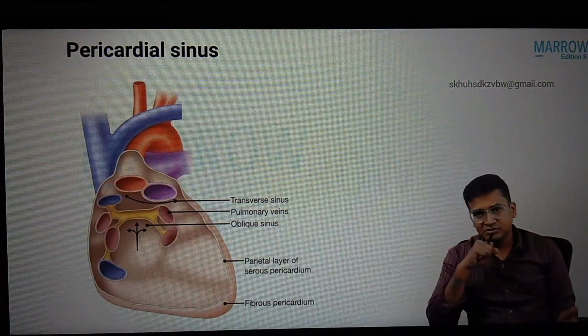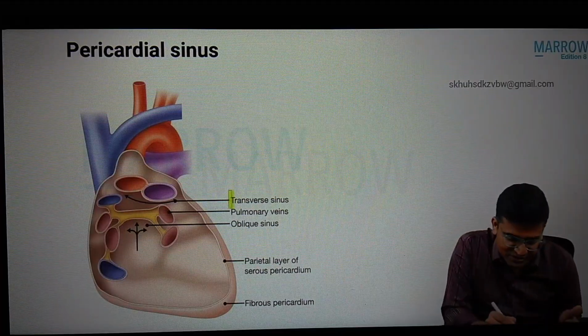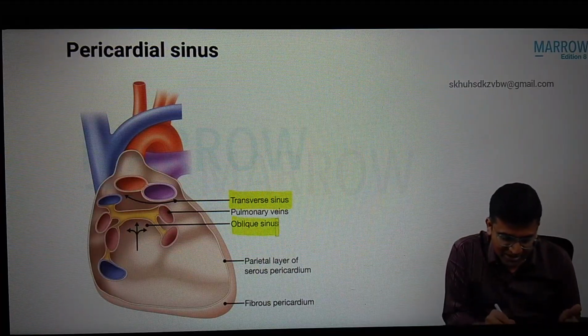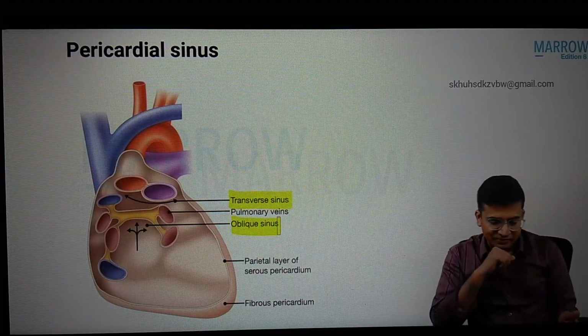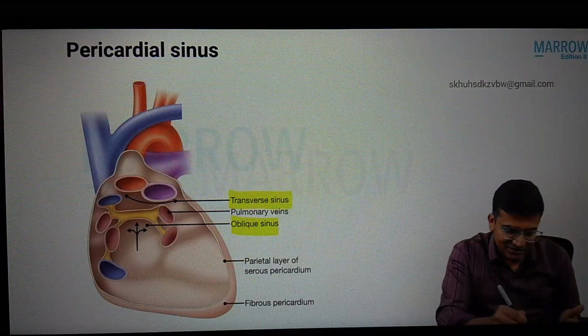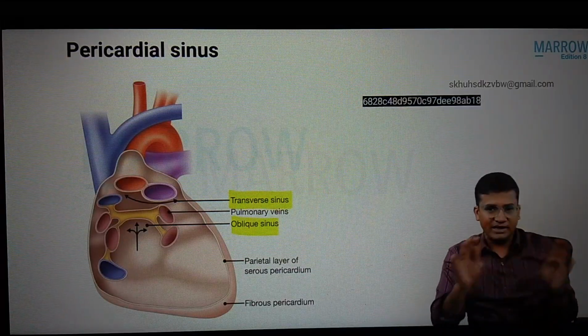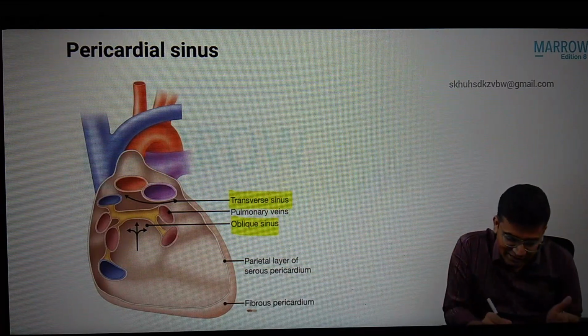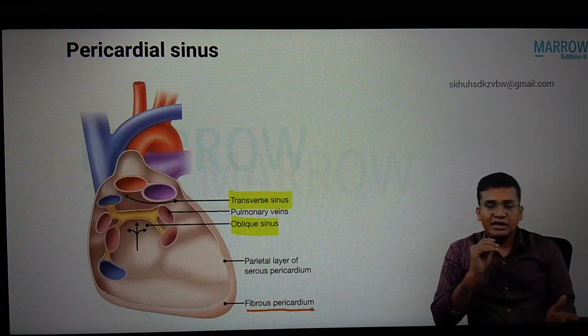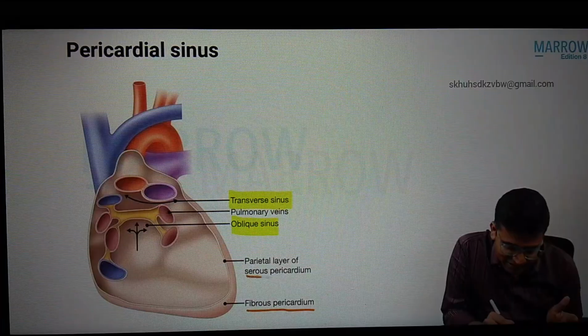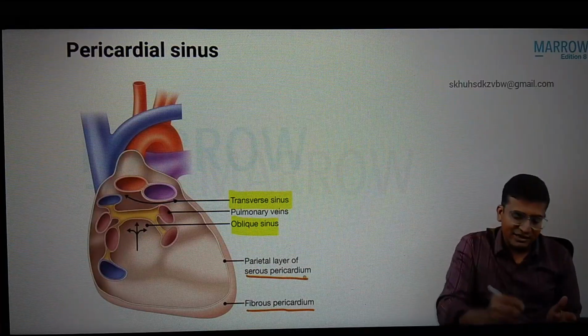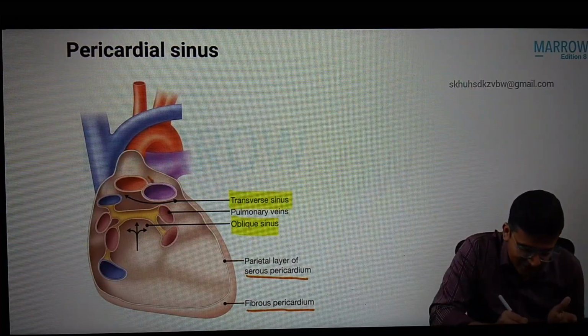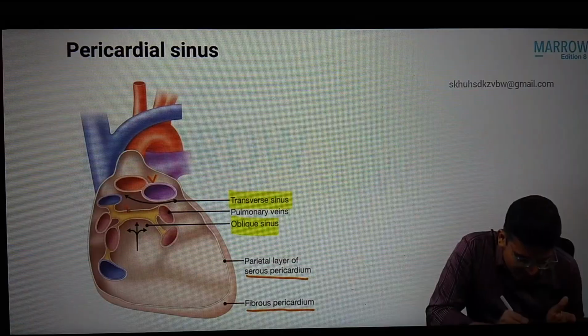We have two spaces. Number one, transverse sinus. Number two, oblique sinus. Now see the diagram. In the diagram, we have opened the pericardium and removed the heart. So the outer layer is the fibrous pericardium, inner to the fibrous pericardium you are seeing the parietal layer, and inner to that, this is the visceral layer. I am writing it as V.